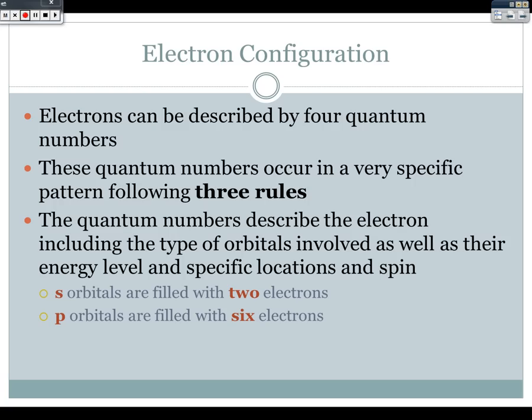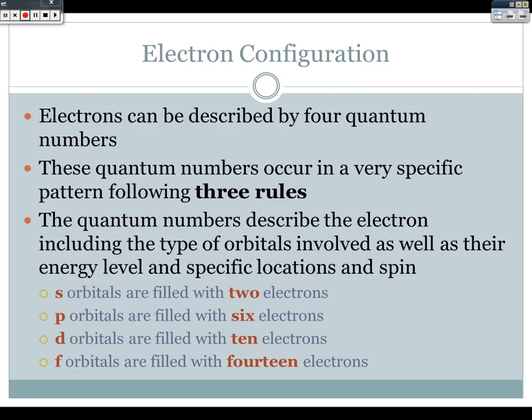P orbitals are filled with 6 electrons, D orbitals are filled with 10 electrons, and F orbitals are filled with 14. So this is kind of some review on quantum numbers, but electrons are what we're going to be focusing on with electron configuration because it's a lot of what goes into why things react the way they do.